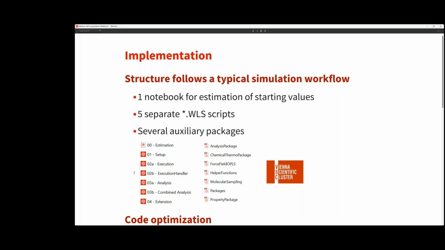Then there's one notebook for the analysis, either of single simulations and a combined analysis of multiple simulations. And last but not least, there's one notebook for extension of a simulation, which, for example, did not quite reach the equilibrium or had an insufficient number of production cycles, so that averaging was not satisfying.